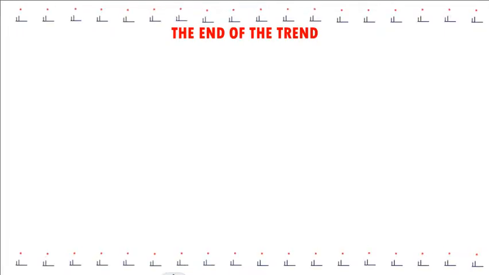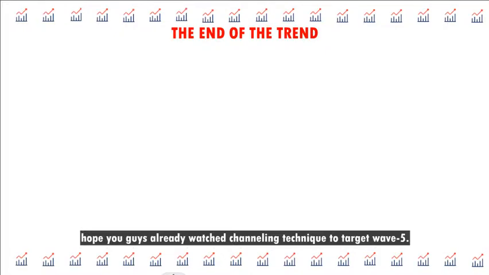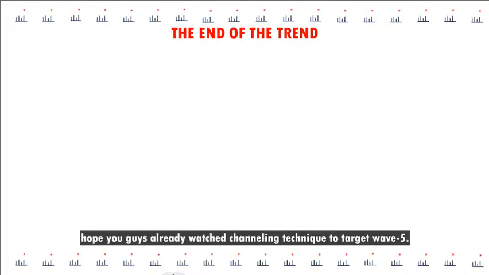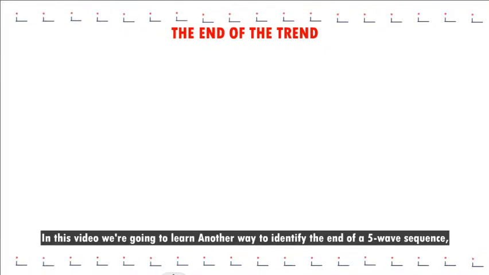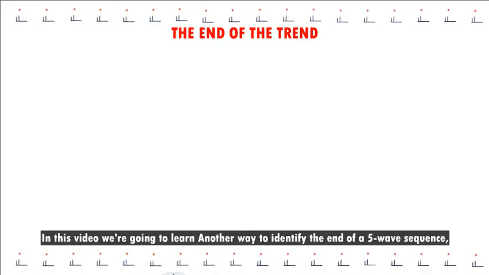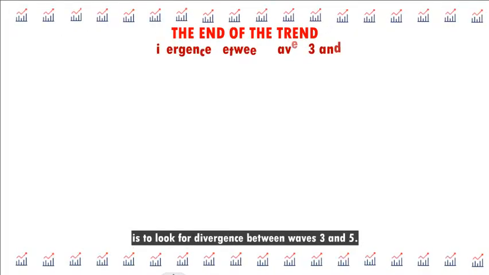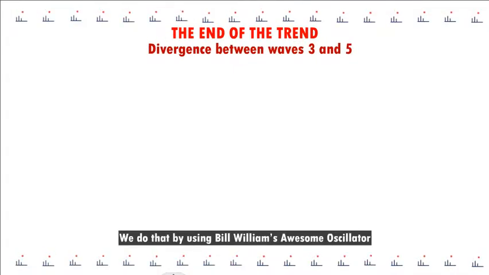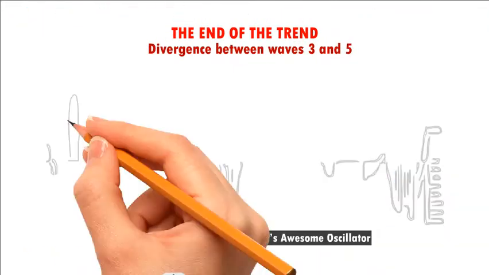Welcome to Profit Snaps. Hope you guys already watched the channeling technique to target wave 5. In this video we're going to learn another way to identify the end of a 5-wave sequence, which is to look for divergence between waves 3 and 5. We do that by using Bill Williams' Awesome Oscillator.